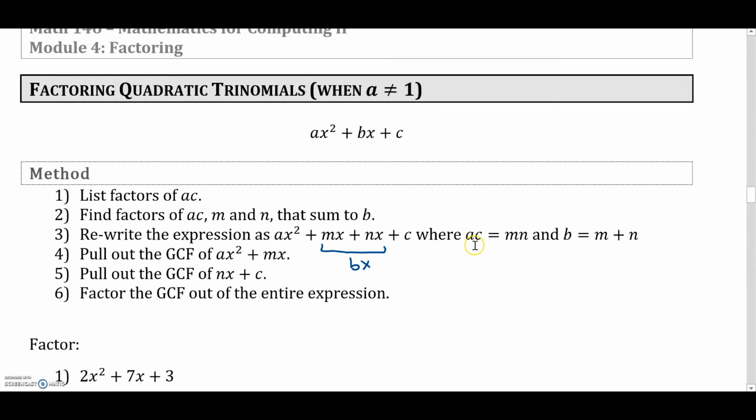where a times c is equal to m times n, and our b value is the sum of the values m and n. Then we pull out our greatest common factor of the first grouping, pull out our greatest common factor of the second grouping, and factor the greatest common factor out of the entire expression. So just like we did in the factoring by grouping example.